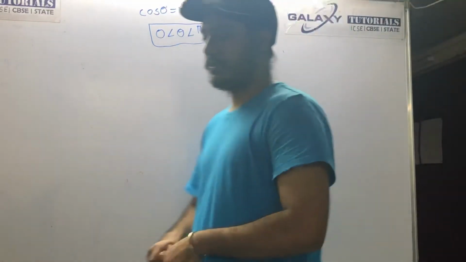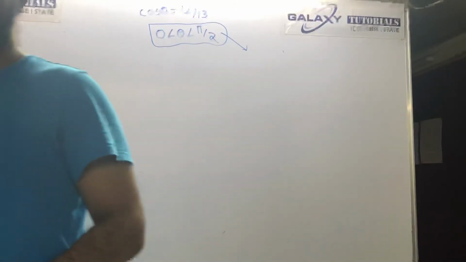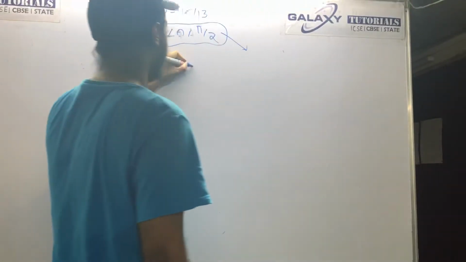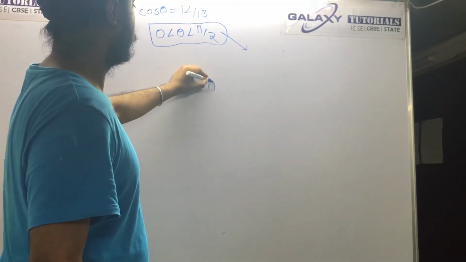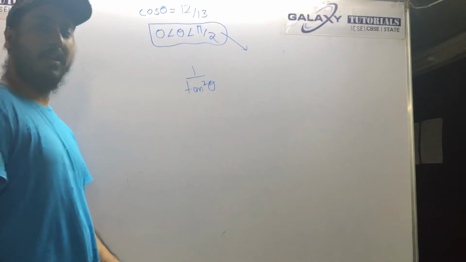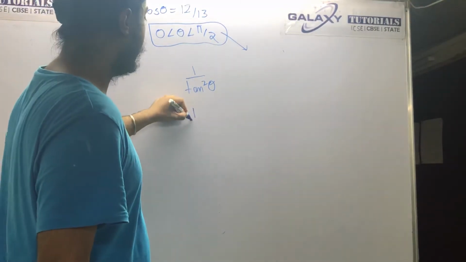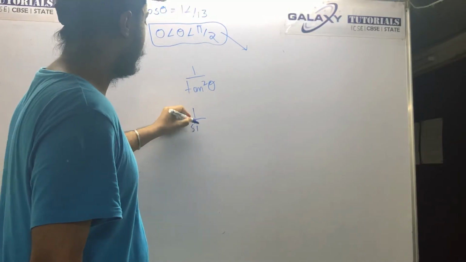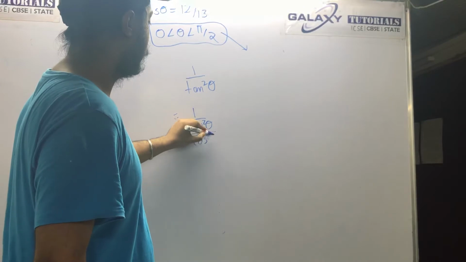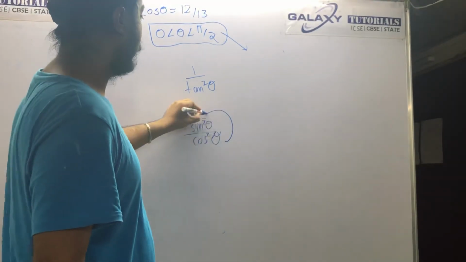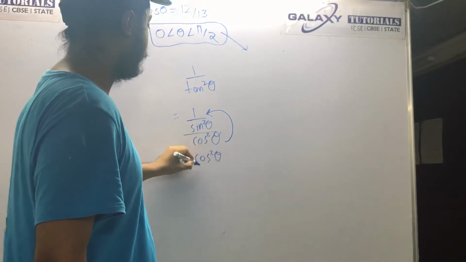Next part was what? Next part was 1 upon tan square theta. Okay, so you know the value of sine and cos, so you just convert it into sine and cos. So it can be written as 1 upon sine square theta upon cos square theta. So what will happen to cos square theta? It will go on the top. So cos square theta upon sine square theta.